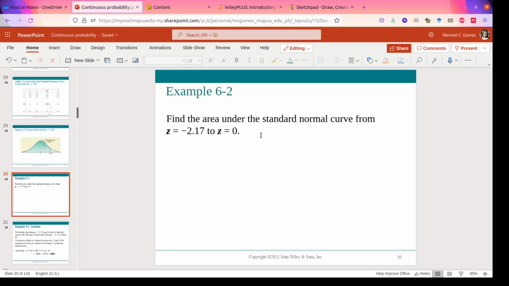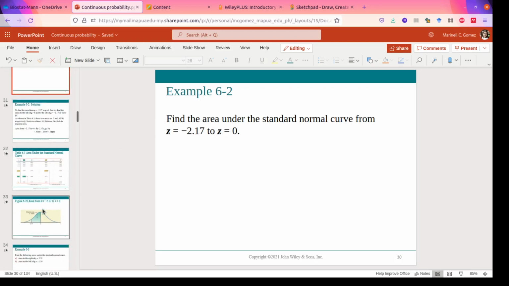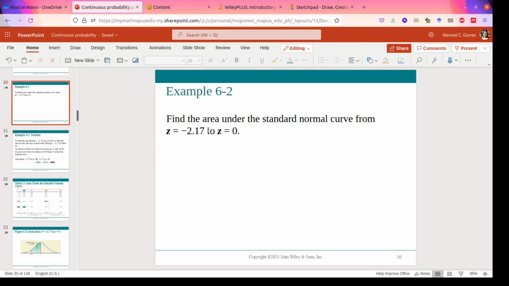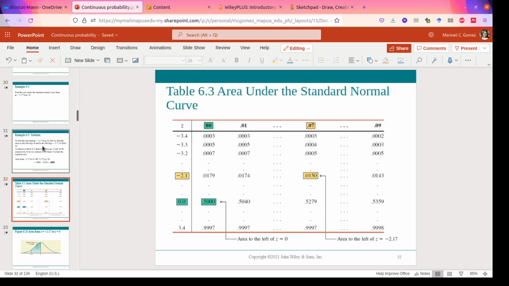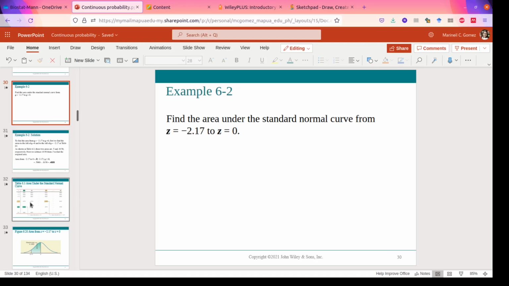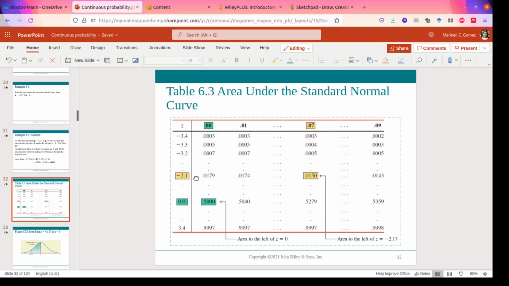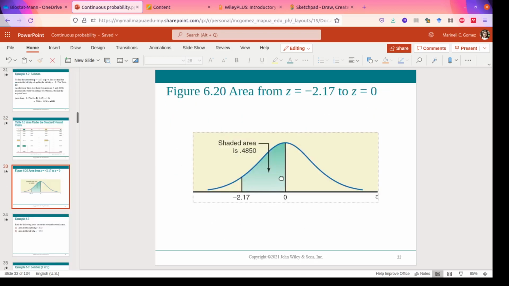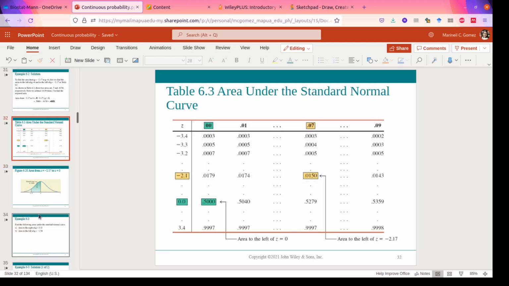How about the area under the standard normal curve from negative 2.17 to z equal to 0? Now you have two z values here. From the table, the value for negative 2.17 is 0.0150, and at 0 it's 0.5. Again, the 0 is our midpoint. So the area here is actually from negative 2.17 to 0. Remember, this table gives us all of the regions to the left.